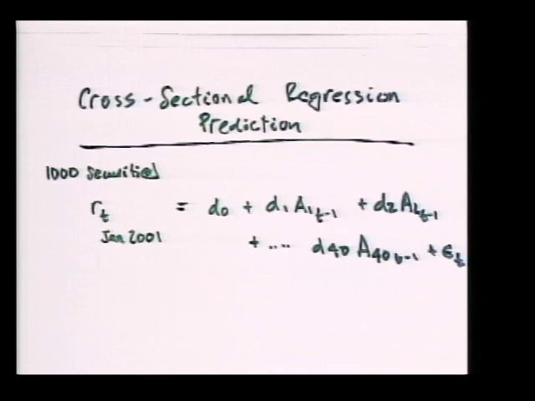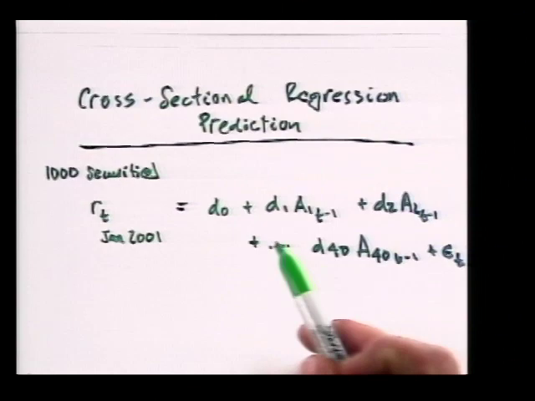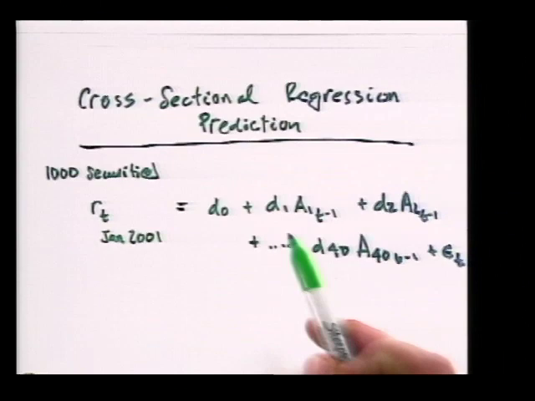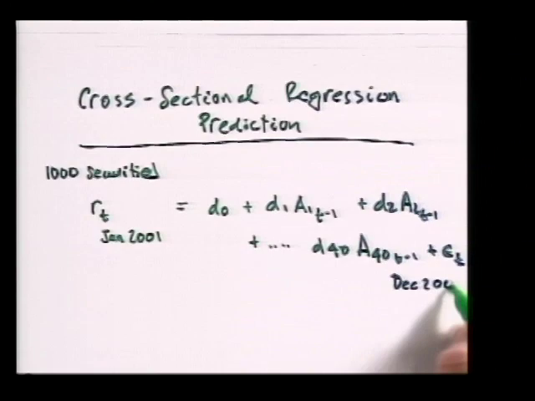We talked about this in some detail last lecture, that one of the problems that we face is that these coefficients could be unstable through time. And we talked about different methods. So all of this T minus 1 is December 2000 data. Okay? So it's just a matter of running the regression.